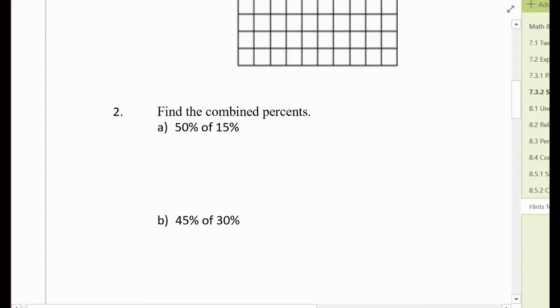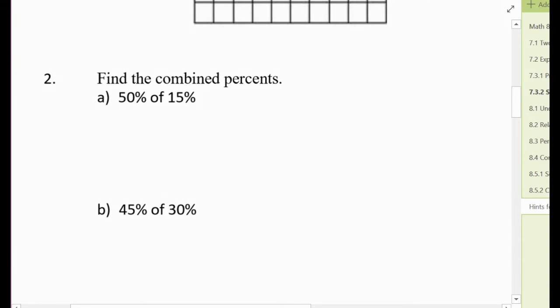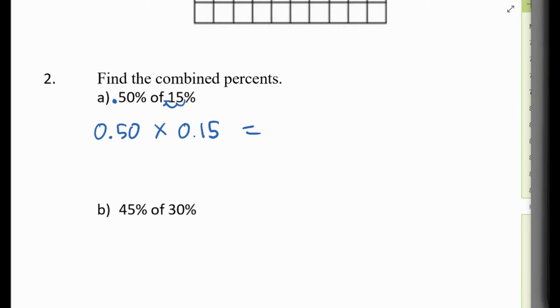Okay, next, what we're going to do is find the combined percent. Everyone, so we're going to change each percent to a decimal. 50%, you move 2 decimals to the left. Then your decimal point will be placed here. That will be 0.50. Of is multiplication. And you also change this to a decimal number, which is 0.15. And then use your calculator to find the answer.